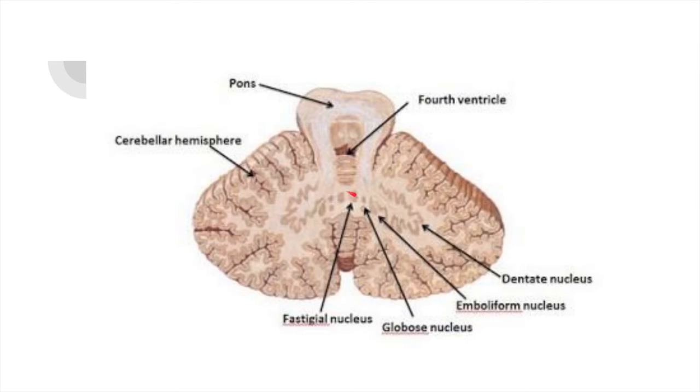Right here you can find the fastigial nucleus that I mentioned before, and this is the globose and emboliform nucleus. These two structures constitute the interposed nucleus. And finally, you can find the dentate nucleus, which received its name because it looks like a tooth. It forms like teeth.